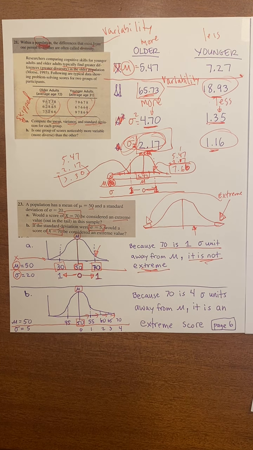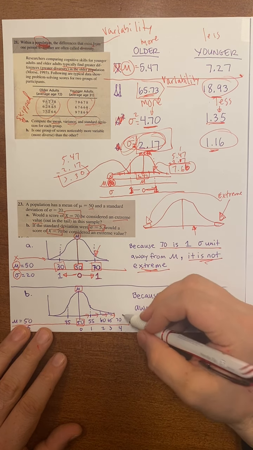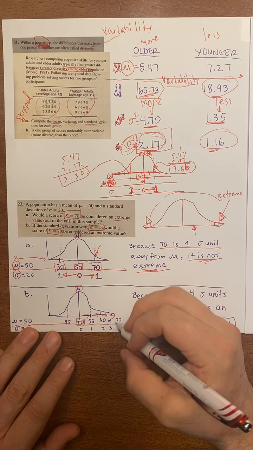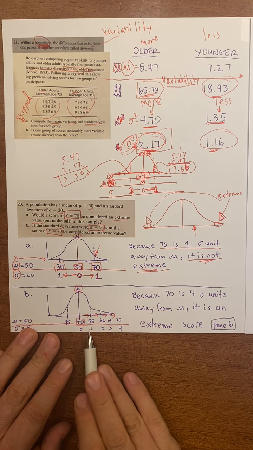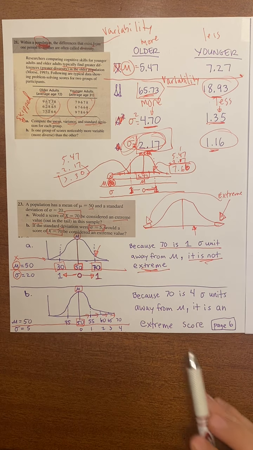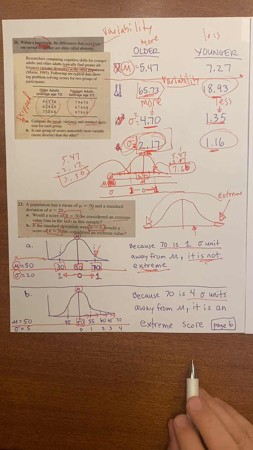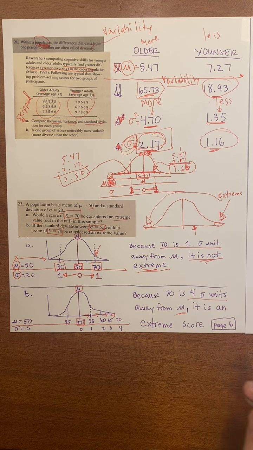So now what we're saying is that, yeah, now that 70 is in the extreme, it's not 1 standard deviation unit away, it is 4 standard deviation units away. So, because 70 is 4 standard deviation units away from the mean, it is an extreme score.